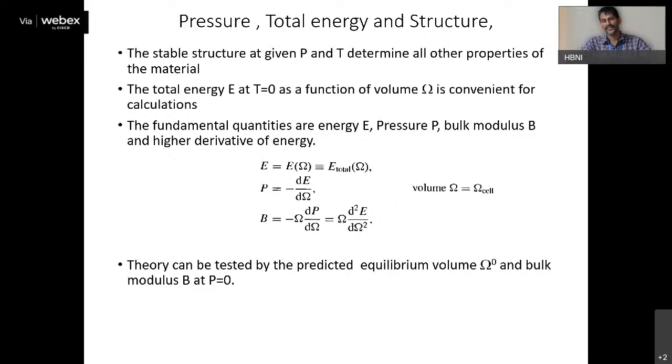And if we can compute this energy, then certainly one can test these theories by computing the bulk modulus or equilibrium volume. So the first thing one should do while doing the calculation is to match the equilibrium volume or bulk modulus at T equal to zero. And if these are well reproduced, then only one should go ahead and do the detailed simulation for other physical properties, etc.